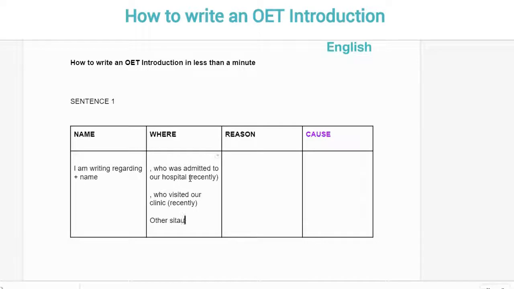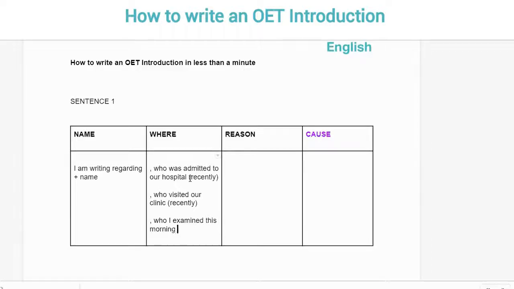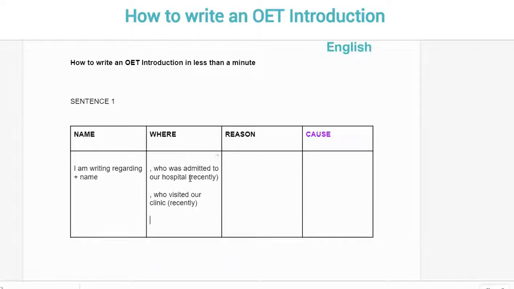Okay? But guys, this is where, as I said at the start, you have to adapt what I'm teaching you. So it's very, very possible you will be writing about someone in a hospital or a clinic. But it could be somewhere else. It could be a school. Right? So imagine you're a school nurse, right? And you're writing to the parents of someone. You might say, I'm writing regarding your son, Julian, who I examined this morning, right? That's just an example of something you might say. But I'm just going to give you the most obvious and usual things, clinic or hospital.